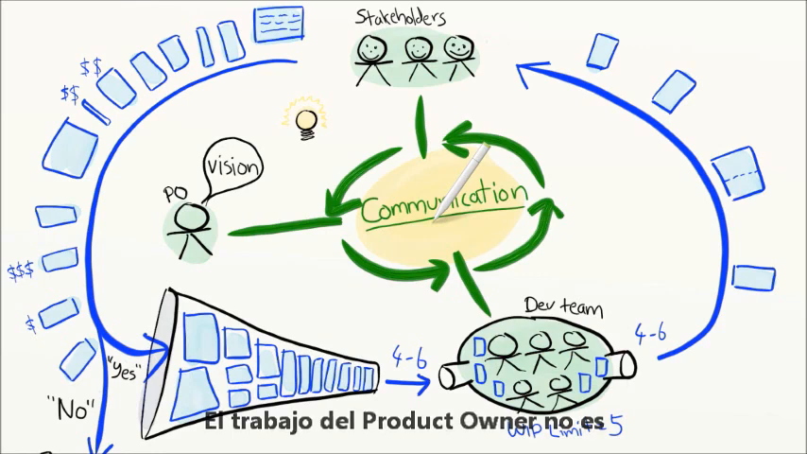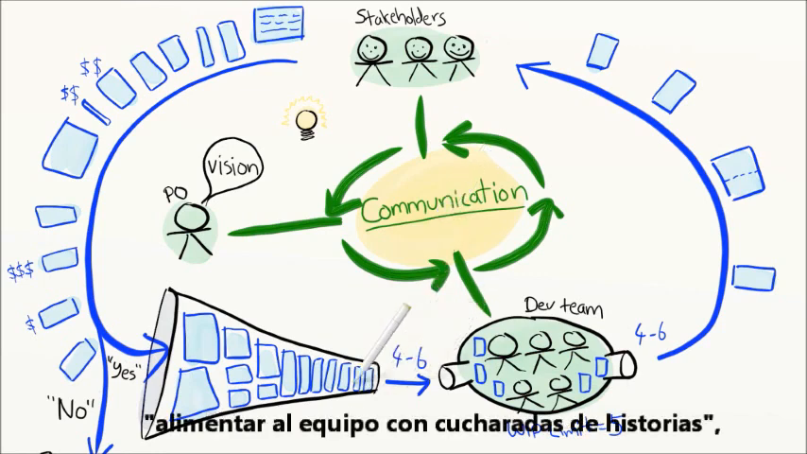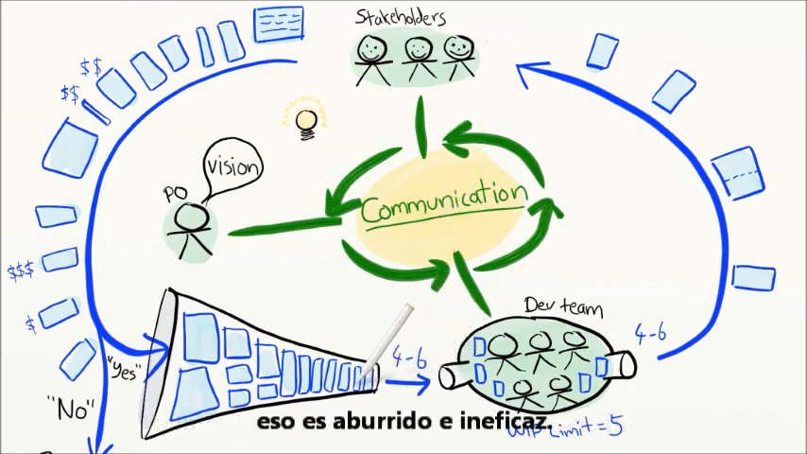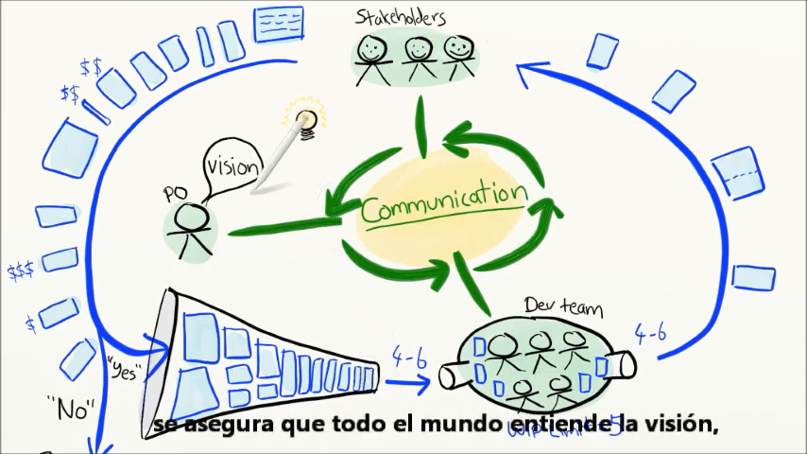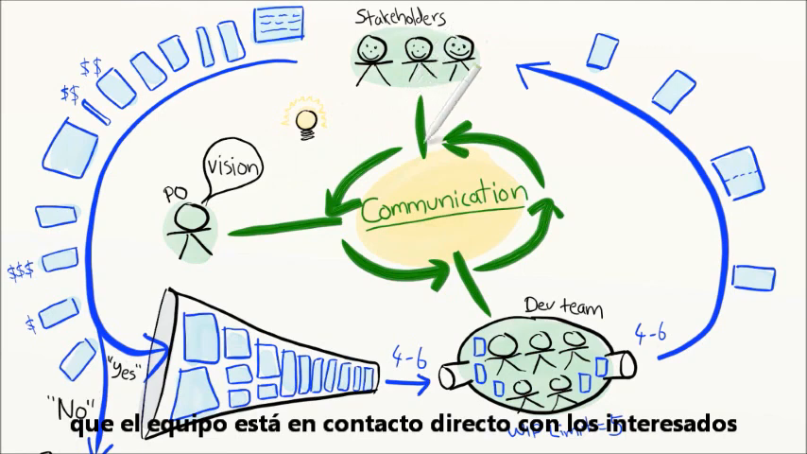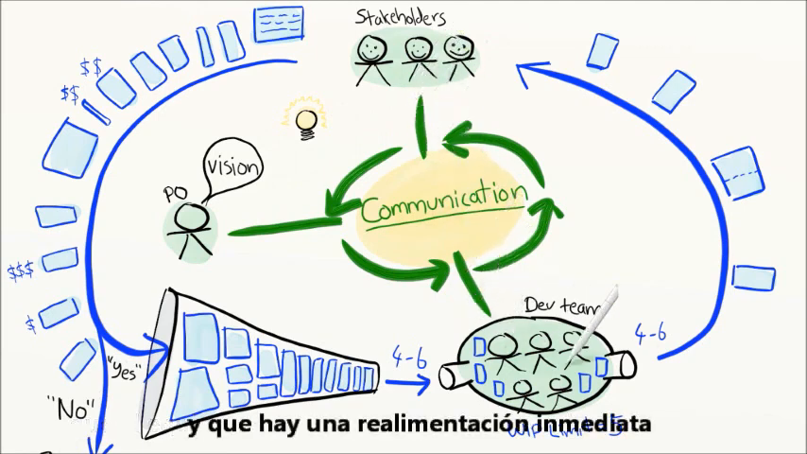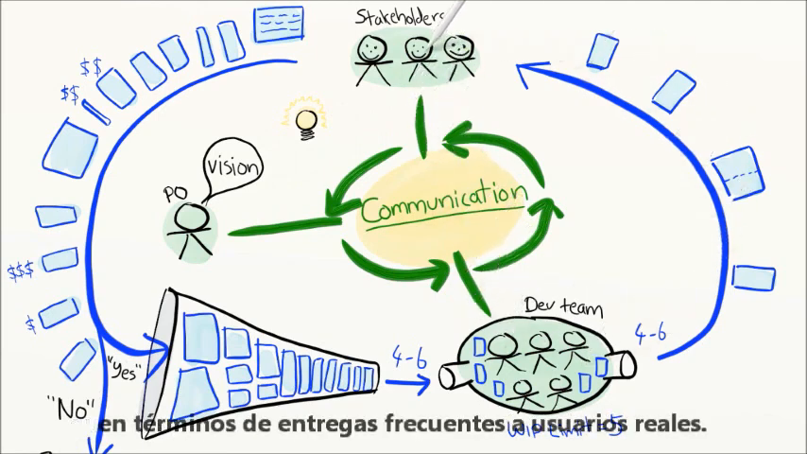So the product owner's job is not to spoon feed the team with stories. That's boring and ineffective. Pat instead makes sure everybody understands the vision, that the team is in direct contact with stakeholders, and that there is a short feedback loop in terms of frequent deliveries to real users.